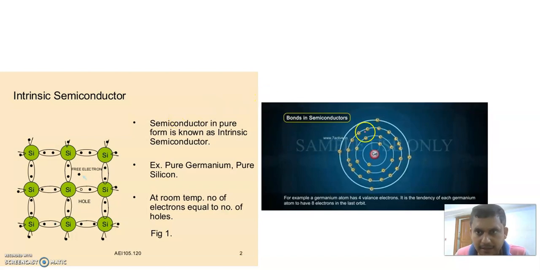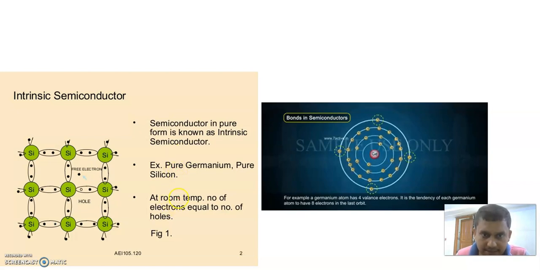So for example, this is the atomic configuration of the germanium. In this germanium, there is no impurity added by doping. In the outermost shell, 4 electrons are available. So this is the example of intrinsic semiconductor. Pure germanium and pure silicon are examples of intrinsic semiconductor. In short, pure semiconductor is called intrinsic semiconductor.